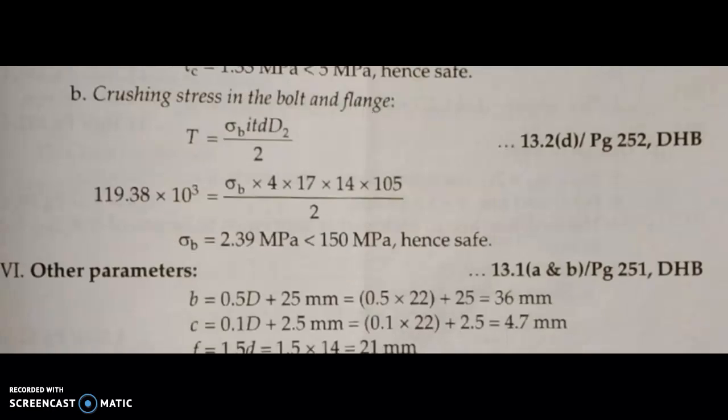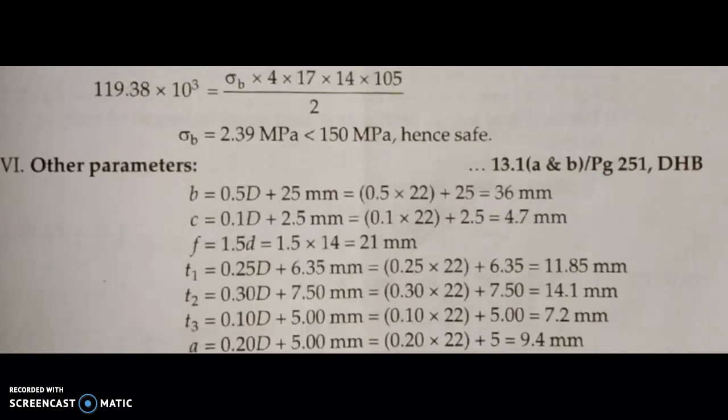Then last, we have to find all the other parameters using these conditions. That is b, which is already given in the data book, page number 251. If we substitute all the values of d in these equations, we will get b, c, f, t1, t2, t3 and a.